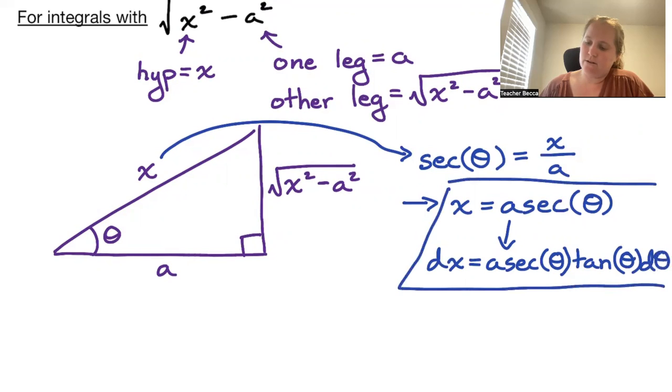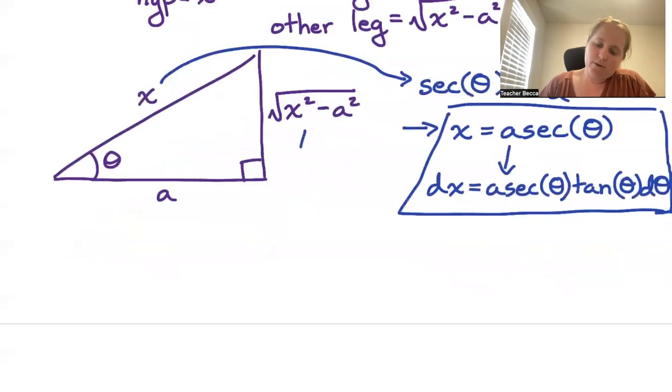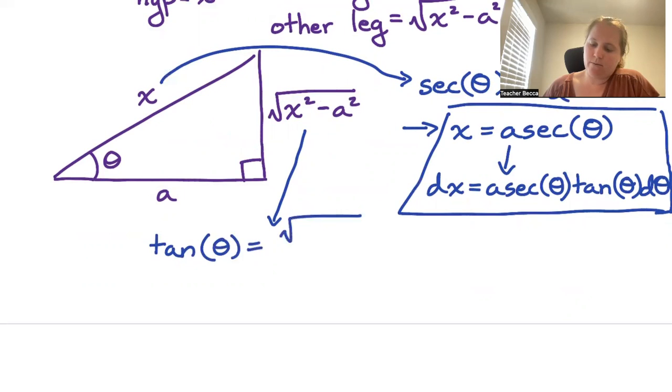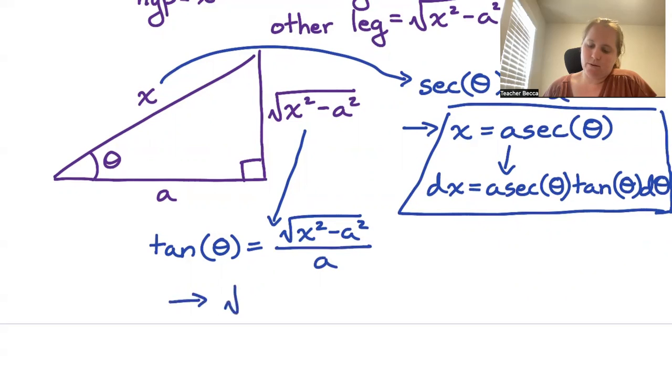So here we have a relationship again between x and theta, and we know our substitution for dx as well. Furthermore, that square root x squared minus a squared, the simplest relationship for that one is our tangent. So we have tangent of theta is equal to the square root of x squared minus a squared, whole thing over a, or square root of x squared minus a squared is equal to a tan theta.